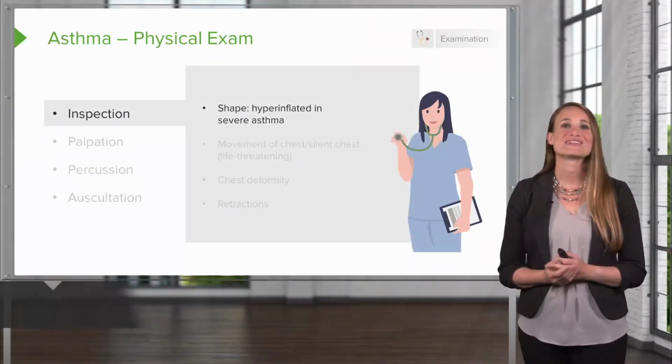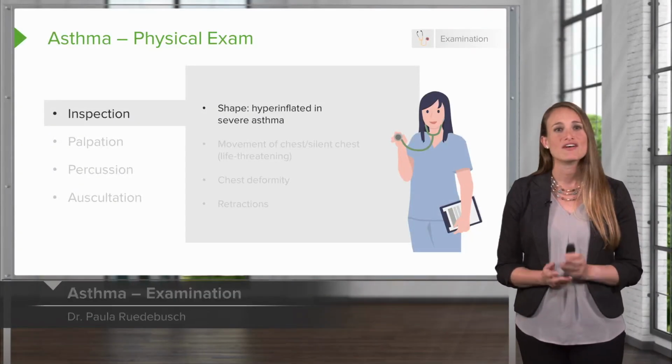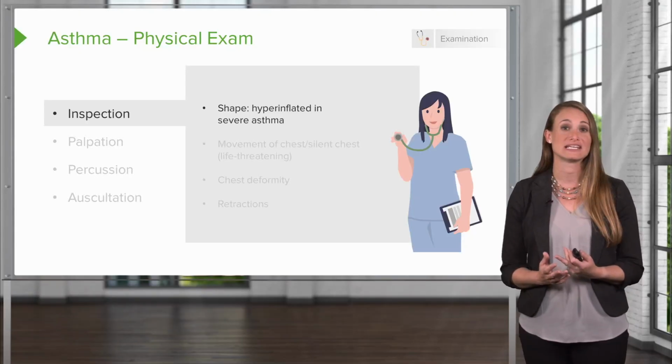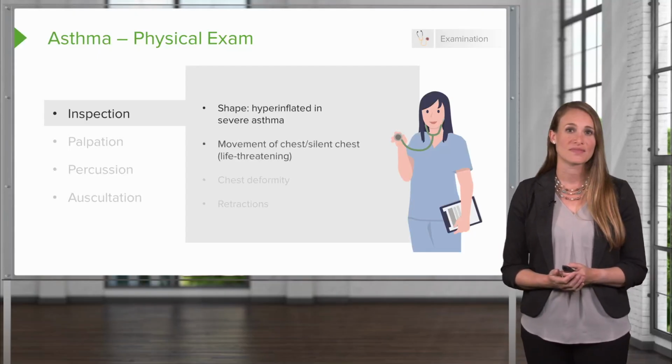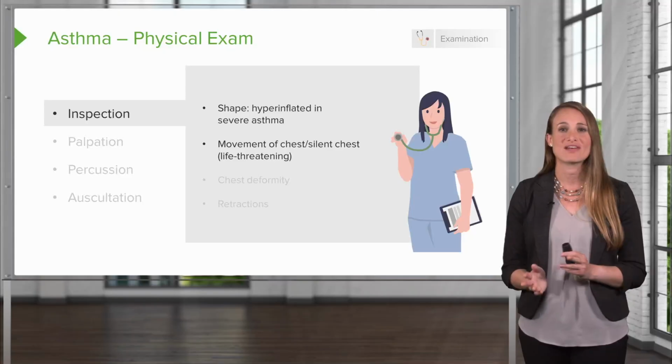On physical exam, the clinician will begin by inspecting the patient. Just look at their breathing effort. First, you're just going to look at the shape of the chest. The lungs can become hyperinflated in severe asthma, and the chest can also appear hyperinflated. Next, you look for the movement of the chest, including the breathing depth and the rate.